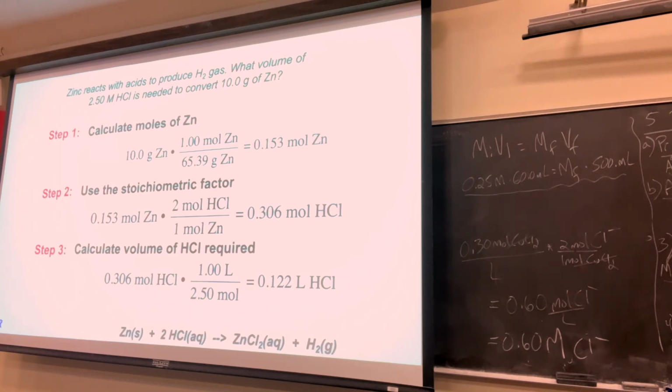So if we took 122 milliliters of 2.50 molar HCl and added it to 10 grams of zinc, we wouldn't have any limiting reactants. We would have 100% completion in theory. We'd have just these two over here. So again, this is not grams to moles to moles to grams. This is grams to moles to milliliters or liters. All right, just another little trick in the chemist's arsenal of figuring out what happens.